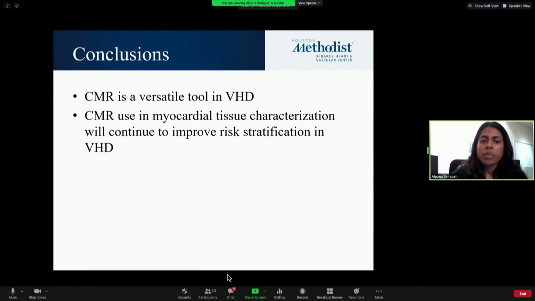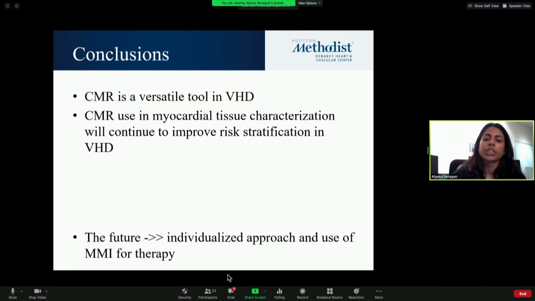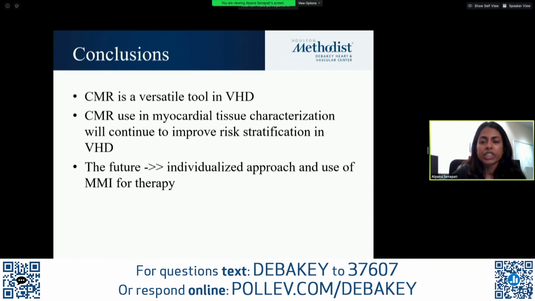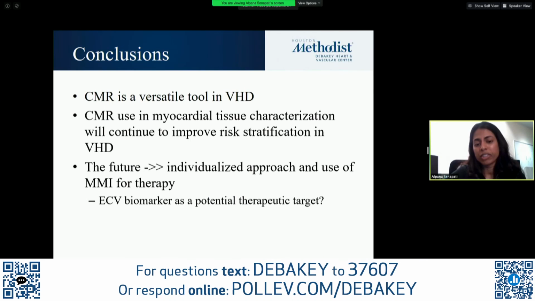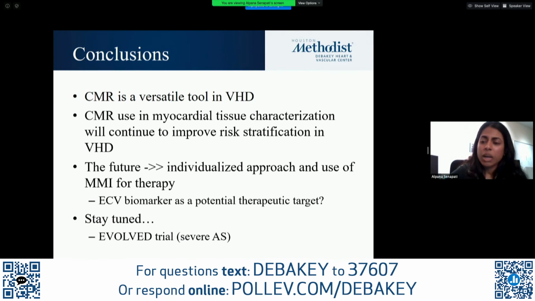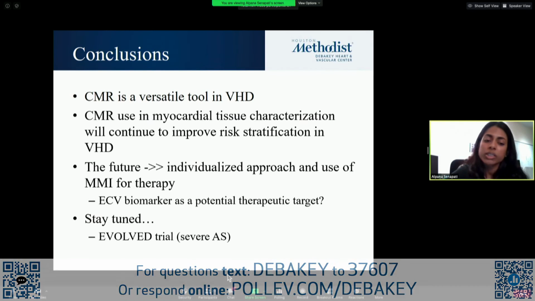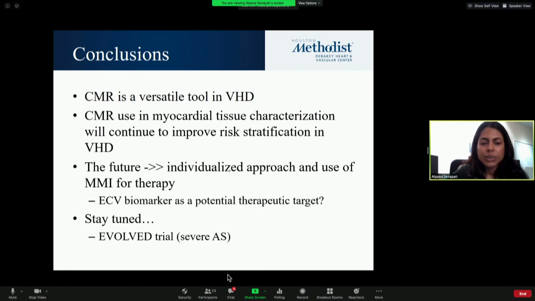We know that cardiac MRI is a versatile tool, and that using tissue myocardial characterization will continue to improve stratification. The future is really an individualized approach, using multimodality imaging for individualized therapy. Is ECV a biomarker that can be used as a potential therapeutic target? There are a couple of studies coming out, one being the EVOLVE trial looking at asymptomatic aortic stenosis patients and the use of cardiac MRI biomarkers in the population. So stay tuned for more research in this area.